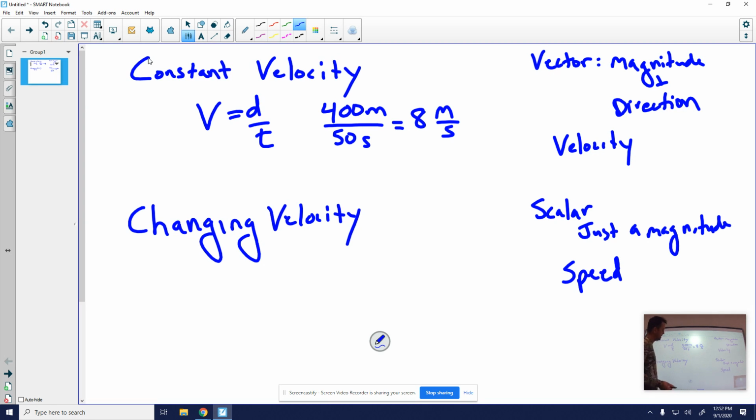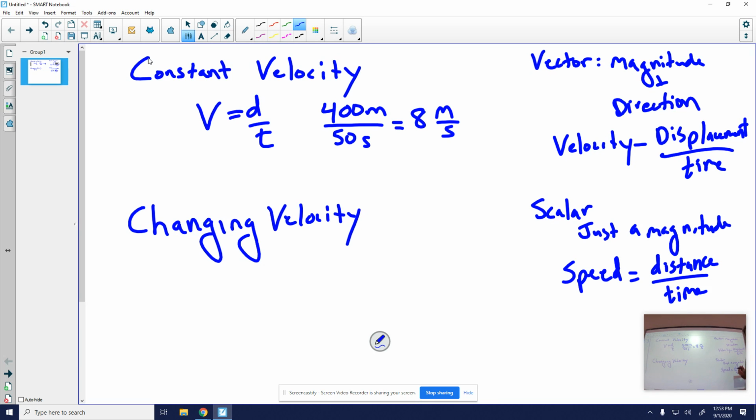And that's really a speed, because if you know anything about track, you know that when you run the 400 meters, you end up not actually going anywhere. You finish where you started. So we need a better definition of velocity besides that it's just a vector. We're going to say velocity is displacement over time, where speed is distance over time. So they're not quite the same, especially if your direction's changing.